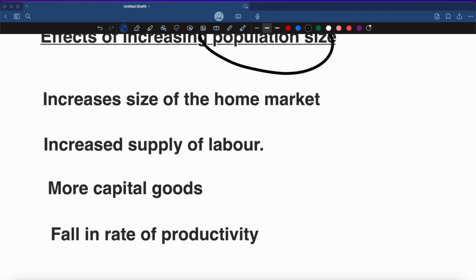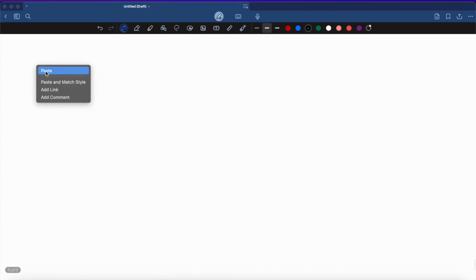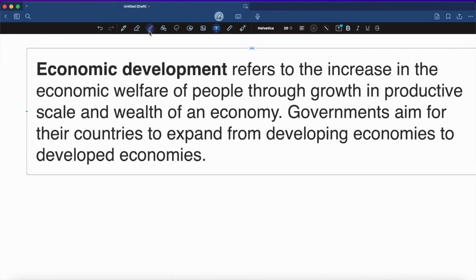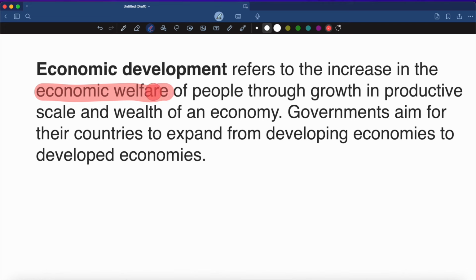Okay, and the last part of this chapter talks about what this chapter is about, and that is economic development. So let's start off by defining what economic development is. Economic development refers to the increase in the economic welfare of people through the growth in productive scale and wealth of the economy. A lot of hard words there, maybe. But all I'm trying to say is the government wants to improve developed economies. It wants to help living standards improve, it wants poverty to be reduced, and it wants to have a balanced population size. And you see how everything ties up.